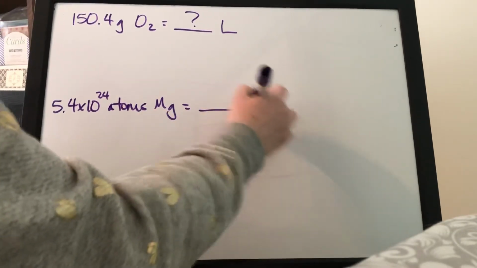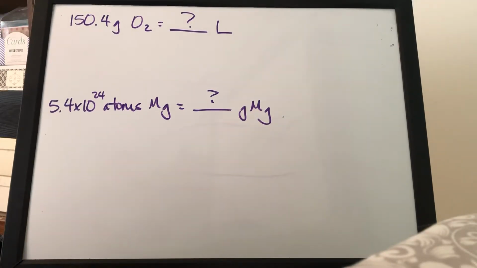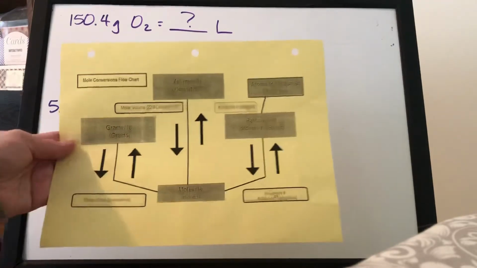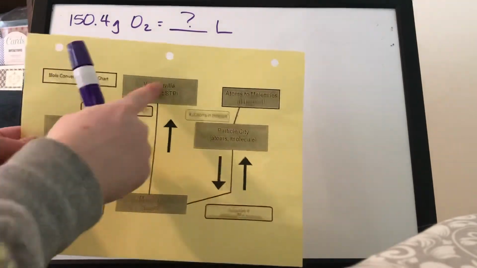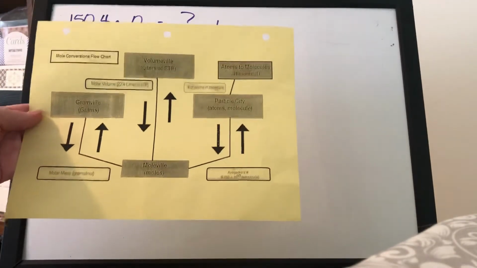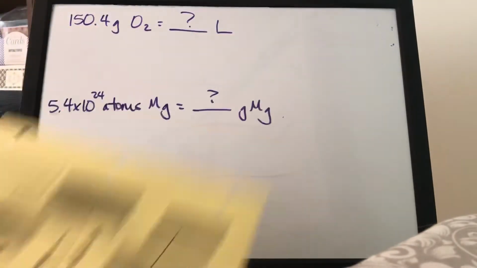Okay. All right, so in this first one, we had 150.4 grams of O2. We want to know how many liters that is. So using our flow chart, we're given grams, so we're over here in Grahamville, and we want to find volume in liters, and that's up here. So if you notice, there's no road that connects them directly, so we have to jump down here to moles first, and then up to liters. So this can be a two-step problem.